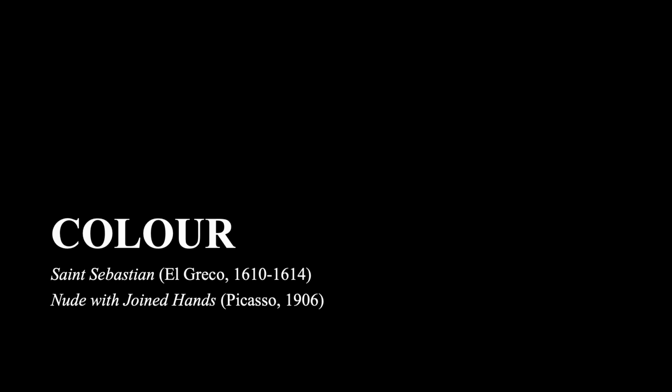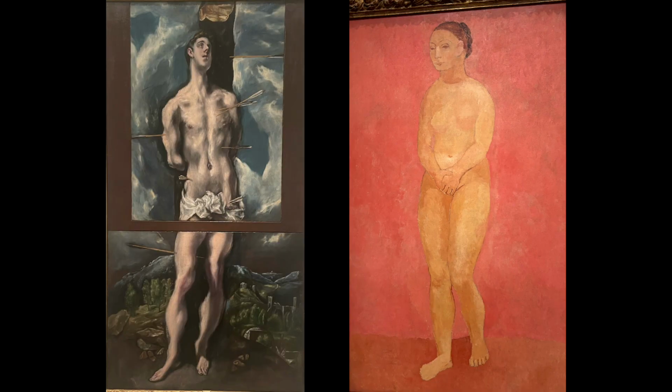The third parameter that we will analyze is color, focusing on El Greco's Saint Sebastian from 1610 to 1614 and Picasso's Nude with Joined Hands from 1906. El Greco's Saint Sebastian, as seen on the left, uses a rich palette of deep, somber tones. He uses mostly dark colors such as blacks, browns, and blues. This gives the painting a sense of solemnity and spirituality in order to convey the pain and suffering experienced by the martyred saint.